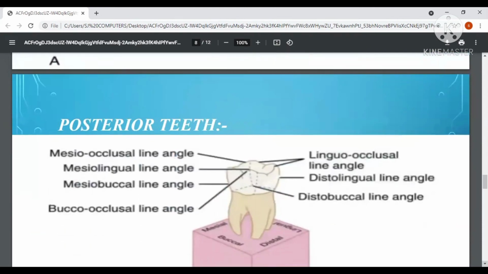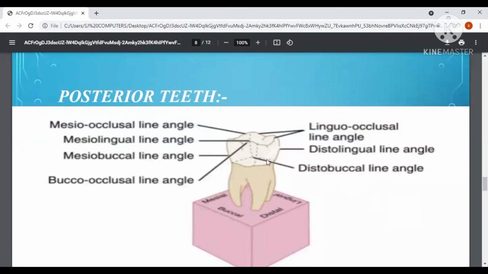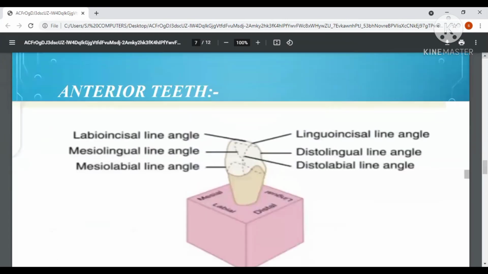Same in the posterior teeth as well, but we have 6 line angles in anteriors and 8 line angles in posteriors. Why 6 line angles? Because the mesio-incisal edge is not completely pointed. Most of the time it is rounded, so we won't consider it a line angle. It would be called simply the mesio-incisal angle. Okay? So it won't be called the mesio-incisal line angle. We won't use the term line for mesio-incisal and disto-incisal angles, right? That's why we have only 6 line angles in anterior teeth.